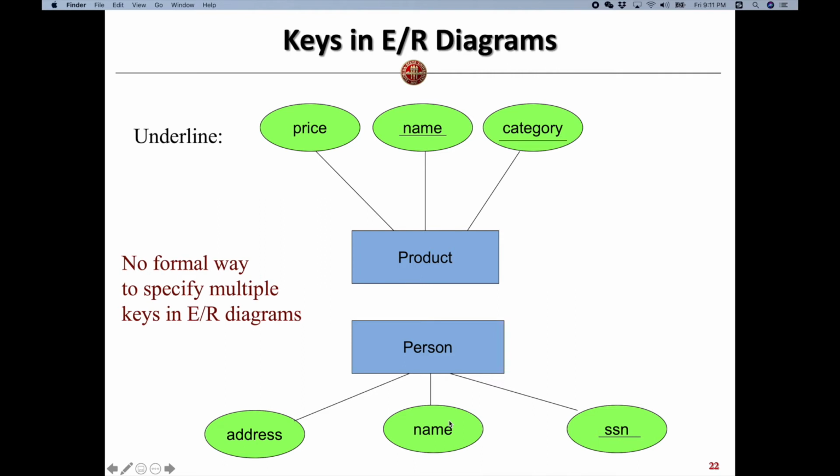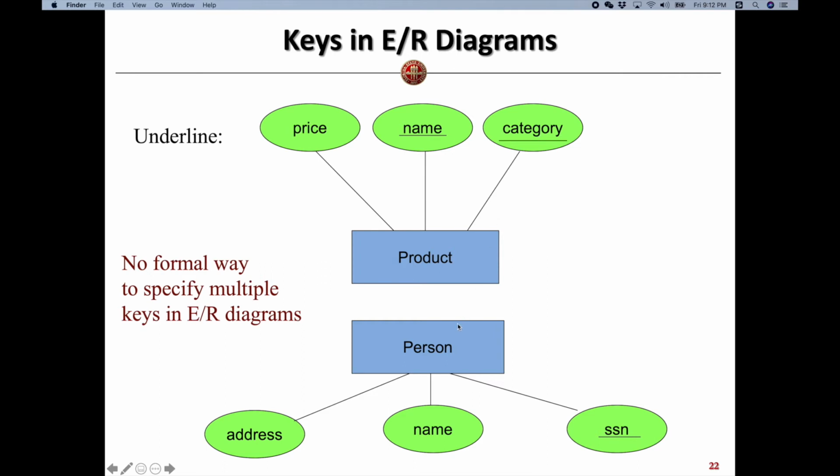The first one is about product. The product entity has three attributes: price, name, and category. For the product, maybe the name alone is not enough to serve as a key to differentiate different products. Therefore, we propose to combine it with category, that together can serve as a key for products. To highlight the keys, we underline name and category together in the diagram.